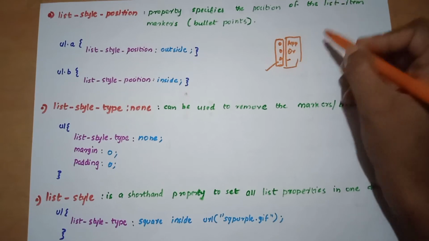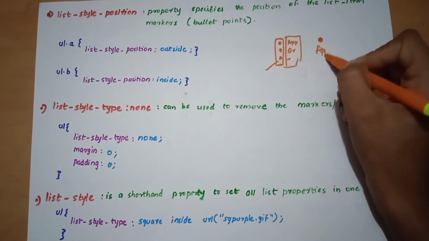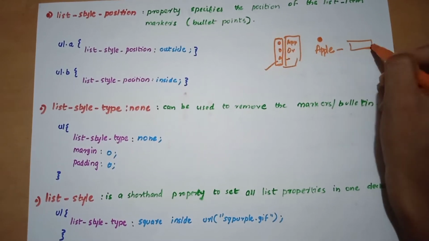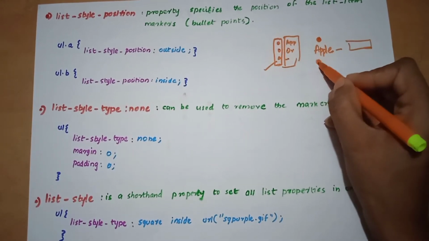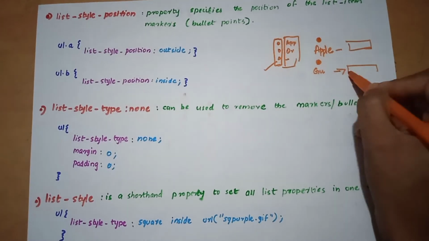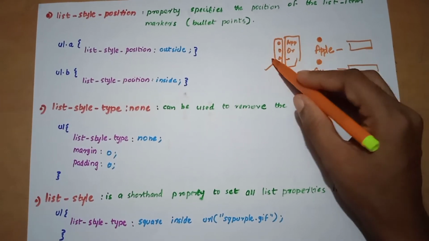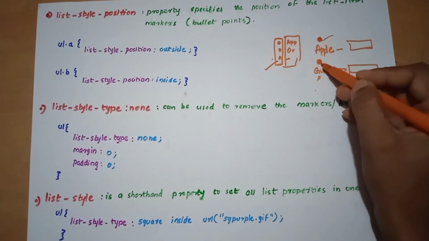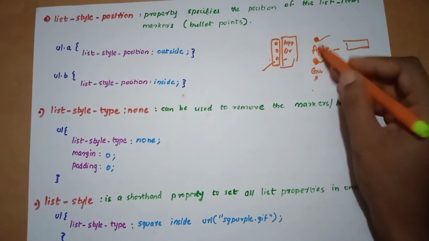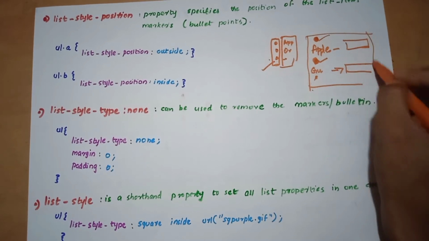There is another case we can use like this. Our first list item is apple. It is a fruit in red color. The next one is guava. This is a fruit having green color, like that. So what is the difference from this? Each of our list markers are along with the list items, or inside the list itself. See, these are inside the list itself.